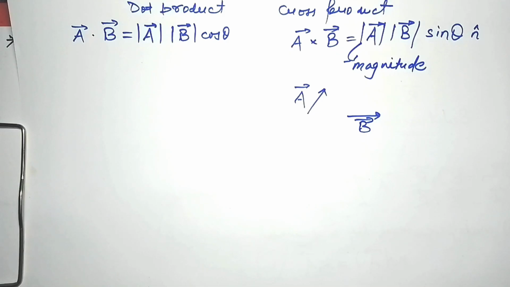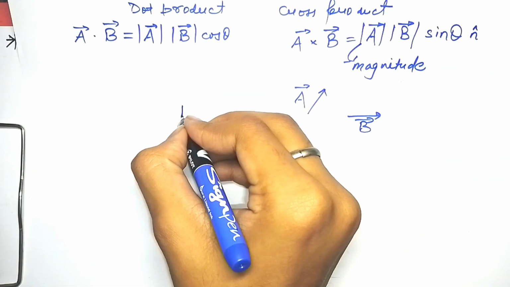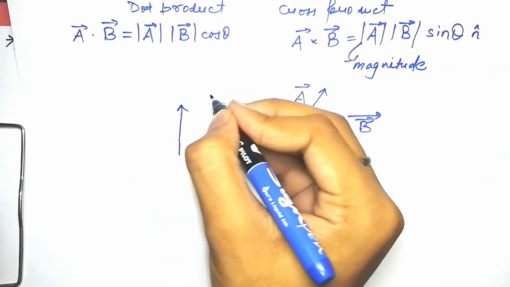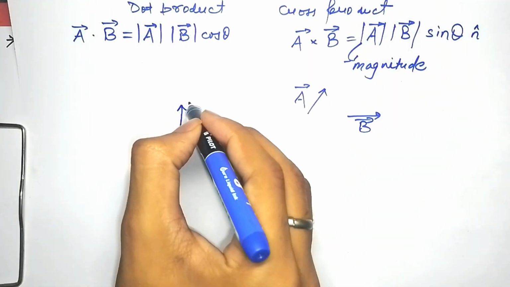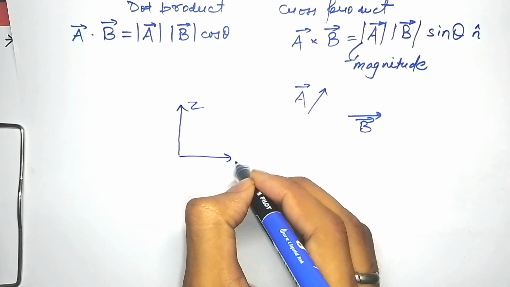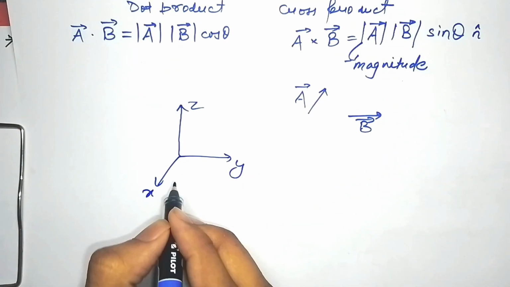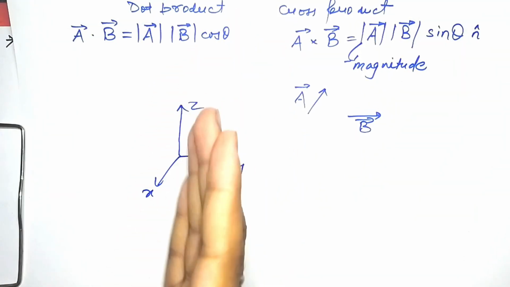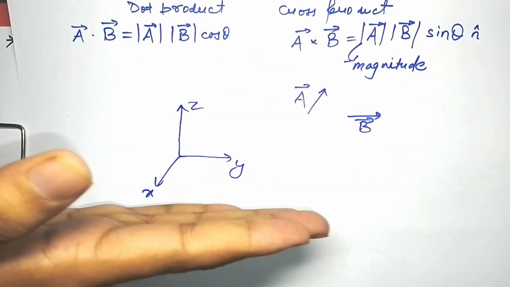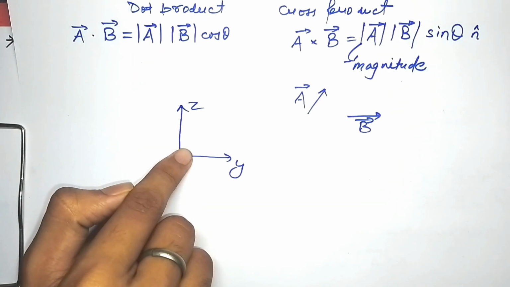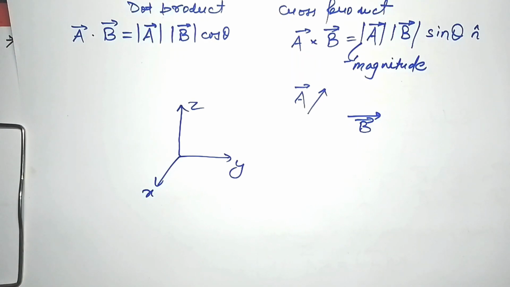As you all know that we have three axes, three coordinate axes. One is x, one is y, and one is z. In the traditional physics sense, the axes are represented in this way. Please view this clearly. Here, this is the z axis, this is the y axis, and this is the x axis. Now, the z axis is going upwards, the y axis is going rightwards, and the x axis is coming out of this plane. I hope you understand.